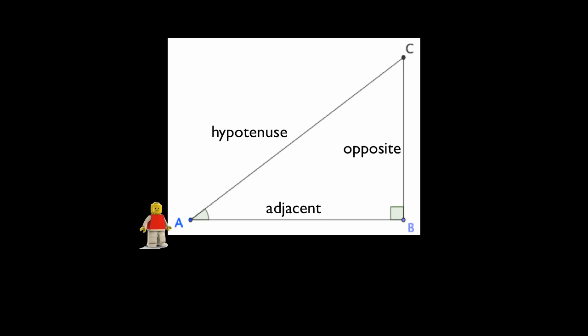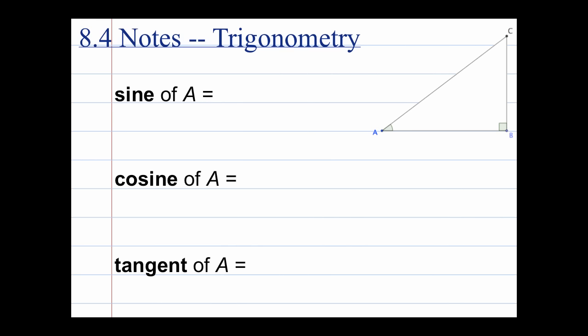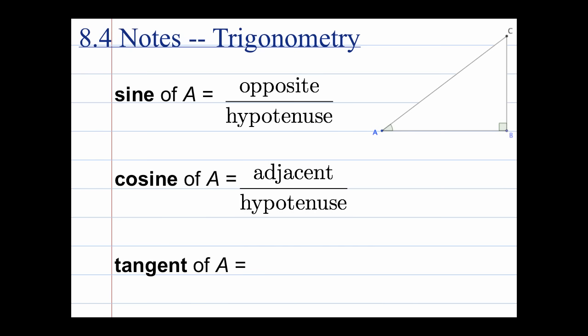Trigonometry is a way of relating these side lengths back to that original angle of reference. So for example, if I asked for the sine of angle A, the sine is defined as opposite divided by hypotenuse. The cosine of angle A is the ratio adjacent over hypotenuse. And the tangent of A is the ratio of opposite over adjacent.